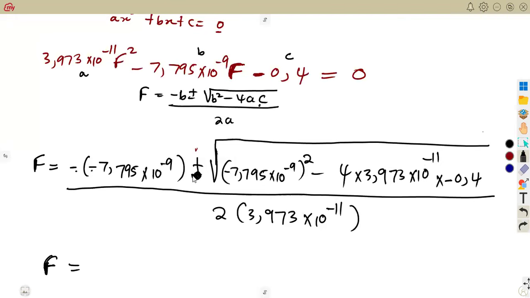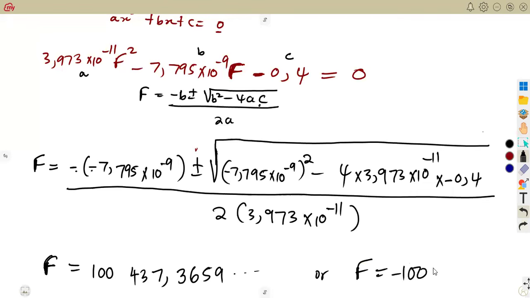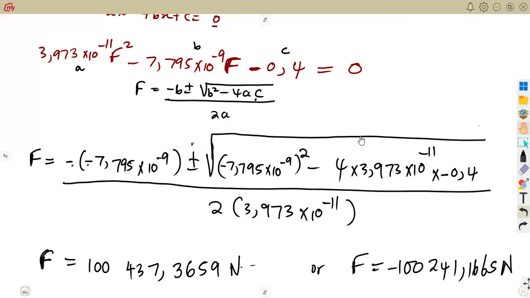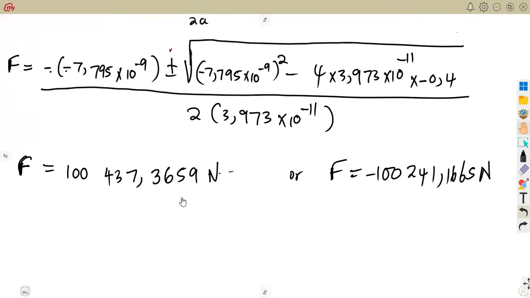Remember, you start with one sign. If you start with a plus, the answer is going to be something like 100,437.3659, something like that. Or the other f can be given as -100,041.1665, like that. The other one is going to be a negative. So this is the first one, the first force, and this is the second one, the negative. So we're going to take the one with the positive.